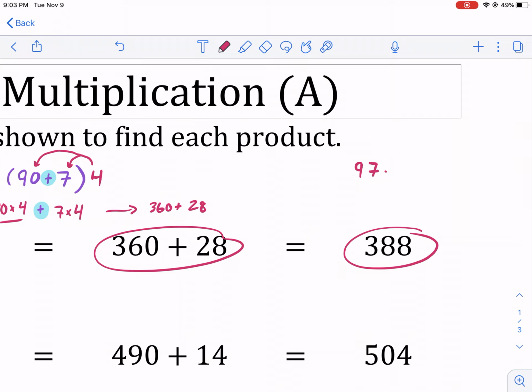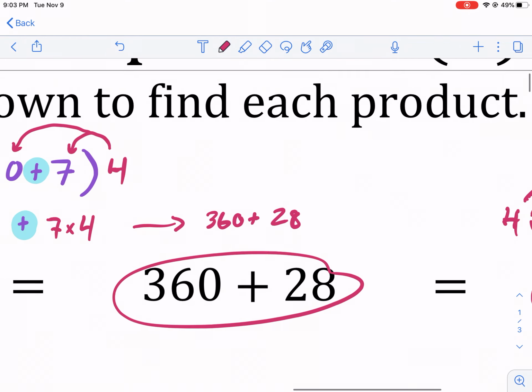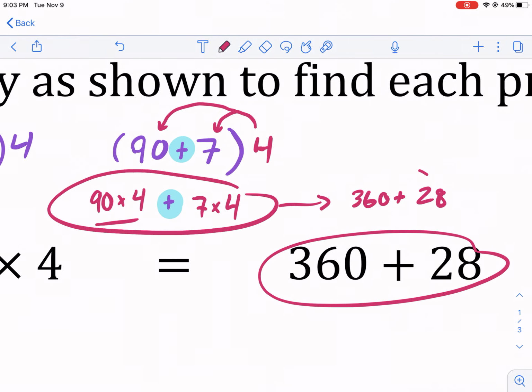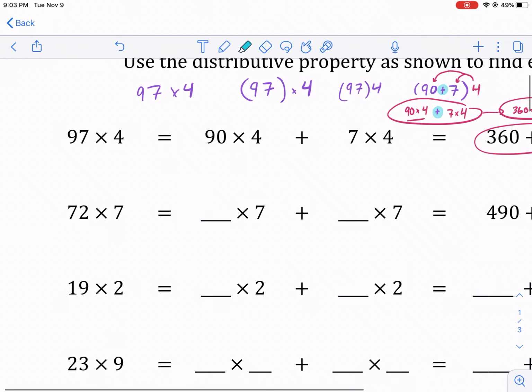We have 97 times 4. We know that is 388. The distributive property tells us if we have 90 plus 7, and then multiply that by 4, and we multiply the 90 times 4, and also my 7 times 4, and then add those two, like we did here and here, we also get the same answer. Okay, so that's the example. Let's go ahead and apply it.